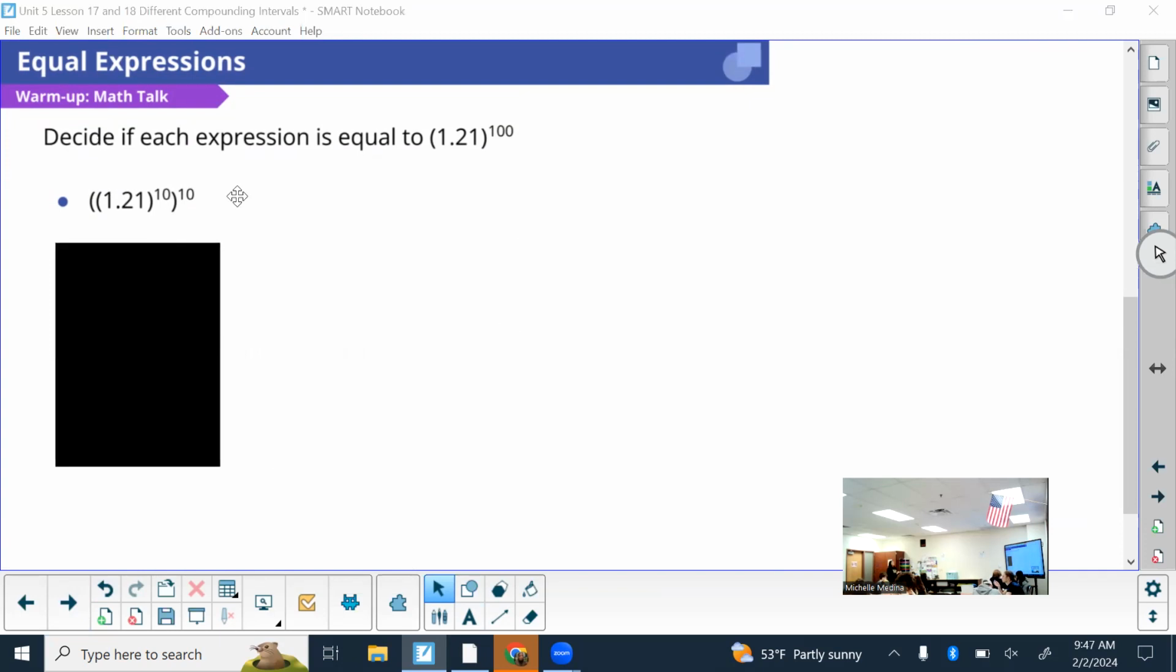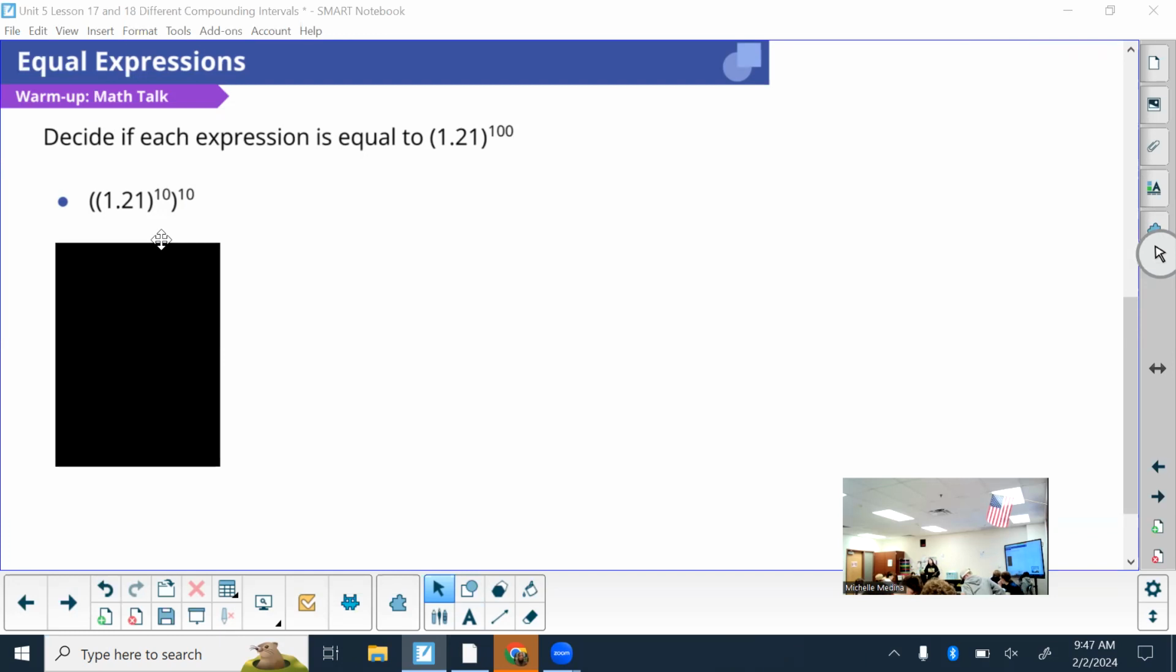So this is a math talk. You try to do this without a calculator and without scratch work. So when you think you know the answer, you just put your thumb up. Keyword is try to do it without a calculator or scratch work. I would never tell you to do that any other time.